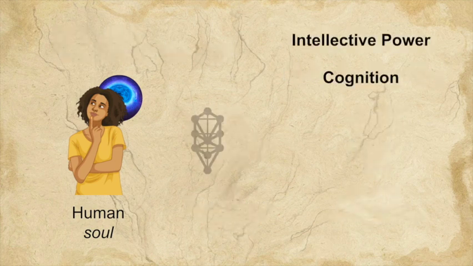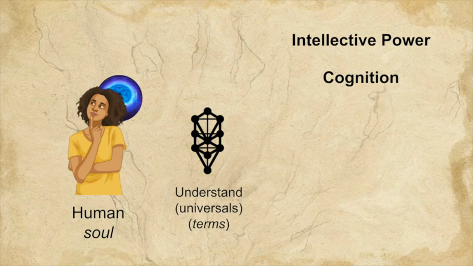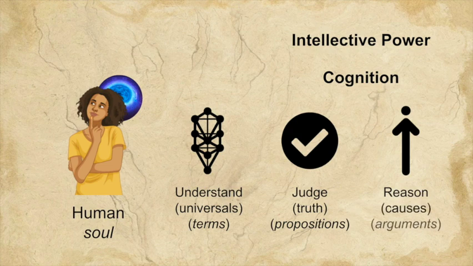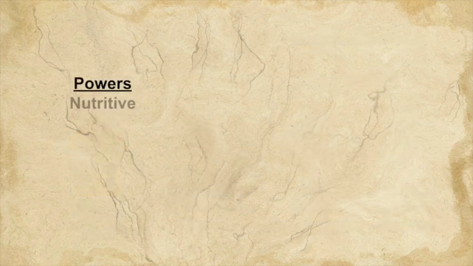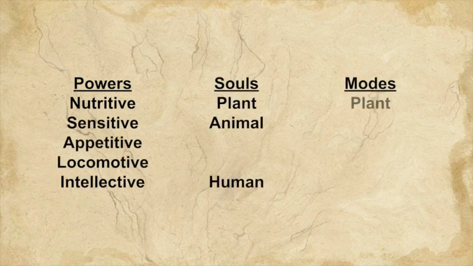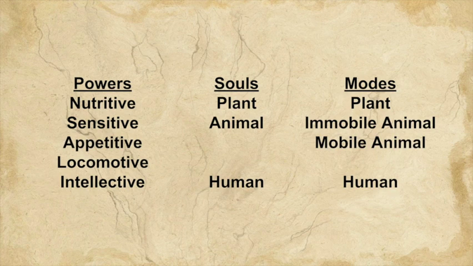Cognition has three acts of mind: understanding of universal concepts by means of terms, judgment of truth by means of propositions, and reasoning to causes by means of arguments. In summary, there are 5 powers in living things, 4 modes of life, and 3 souls, or life forms. Watch my video on Aristotle's categories and Porphyry's tree to see how this informs scientific classification and knowledge of universals.